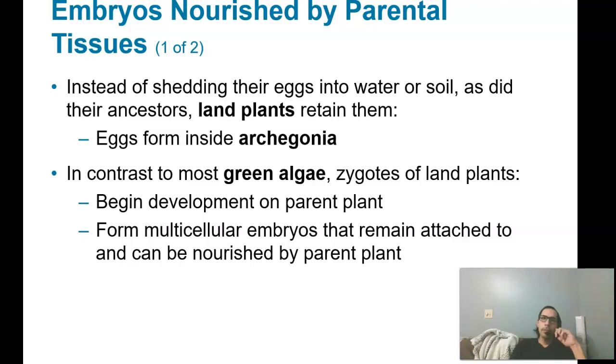So instead of just shedding the eggs and sperm into the water, as the early plants did, the land plants retain them. Okay? So that's different than things like green algae. So the zygotes of land plants begin development on the parent plant and form multicellular embryos that remain attached and can be nourished by the parent plant.